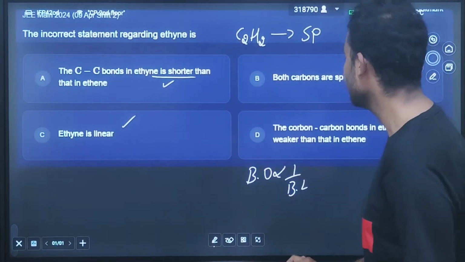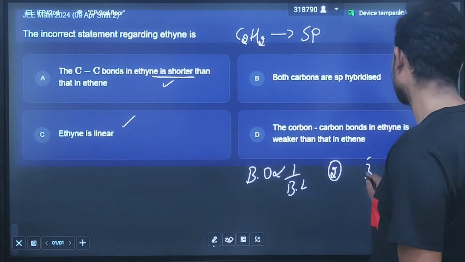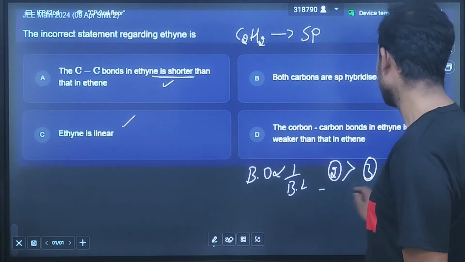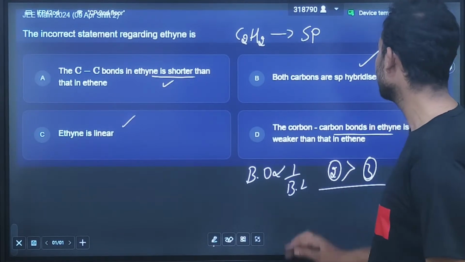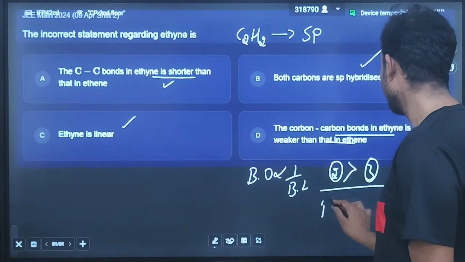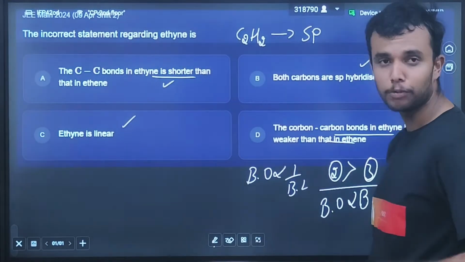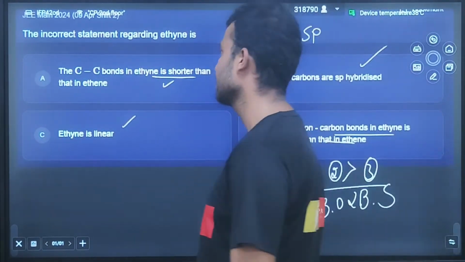Because in the case of ethene, bond order is 2, and ethyne bond order is 3. That's why the bond length is smaller. Then both carbons being sp is correct, but the C-C bond in ethyne being weaker is wrong. Bond order is directly proportional to the bond strength. Bond order is directly proportional to the bond strength. That's why the answer is this option.